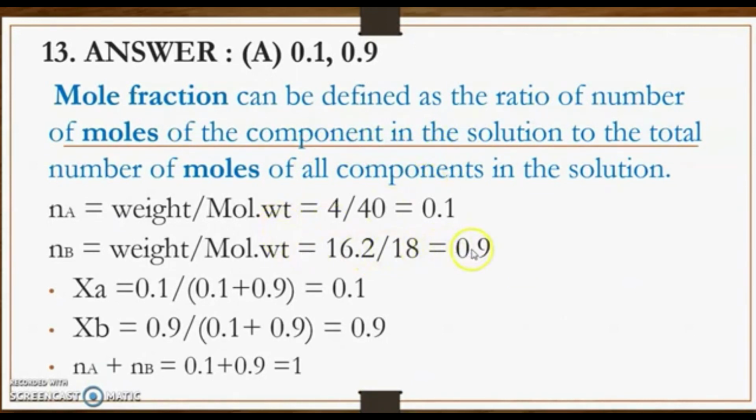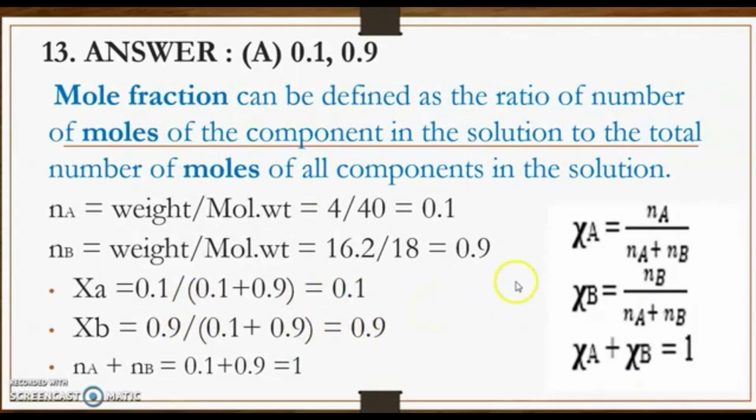Okay. Then the number of moles of A is equal to 0.1, that is sodium hydroxide, where 40 is the molecular weight. 16.2 by 18 is the water, 0.9 moles. Therefore, X is equal to 0.1 divided by 0.1 plus 0.9, which is 1, therefore 0.1. So psi A is equal to nA by nA plus nB, and psi B is equal to nB by nA plus nB. So that is the answer.